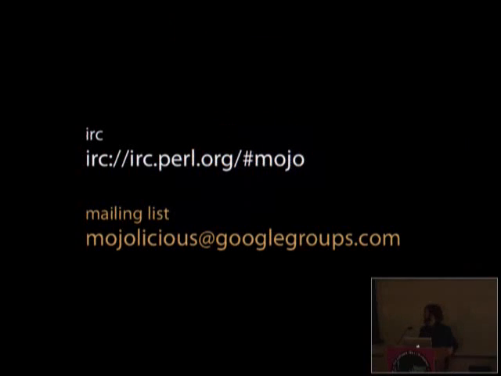Of course, we have an IRC channel. Mojo on irc.perl.org, and the mailing list on Google Groups. Now, I want to go over one point about the IRC channel, is that it's a friendly place to be. If anybody is not familiar with IRC, or even if you are familiar with IRC, you know that it's not necessarily a friendly place to be, especially when you begin.